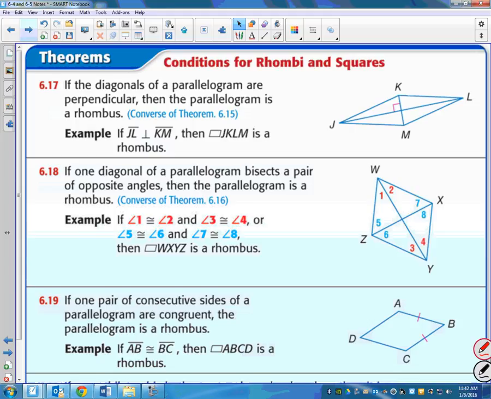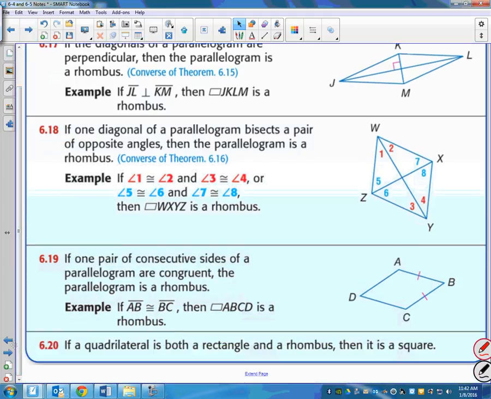This one's kind of a cool one. If two sides right next to each other, so consecutive sides, are congruent, and you don't know anything else about it, that's enough to say that it's a rhombus. Because if these two sides are congruent, we could prove that really easy.